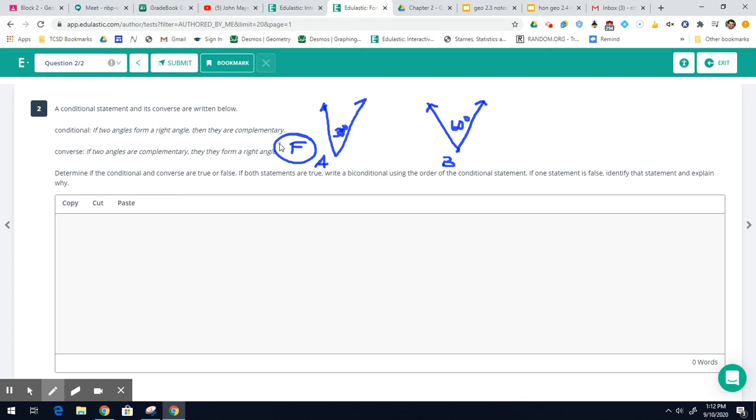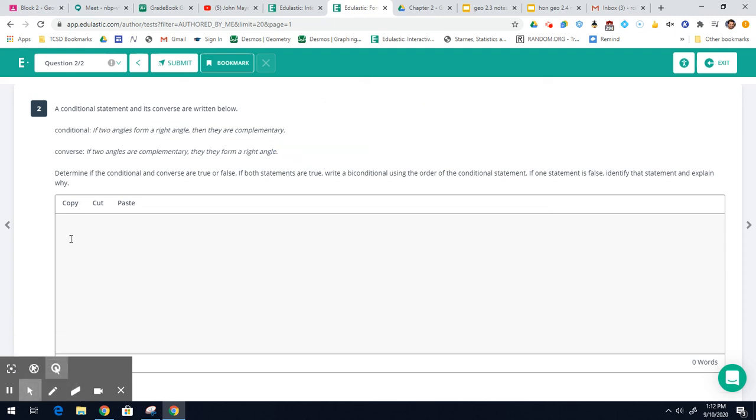So it says if one statement is false, identify the statement and explain why. So now I have to explain this in words, right? So the converse is false. Two non-adjacent angles can have angle measures that sum to 90 degrees.